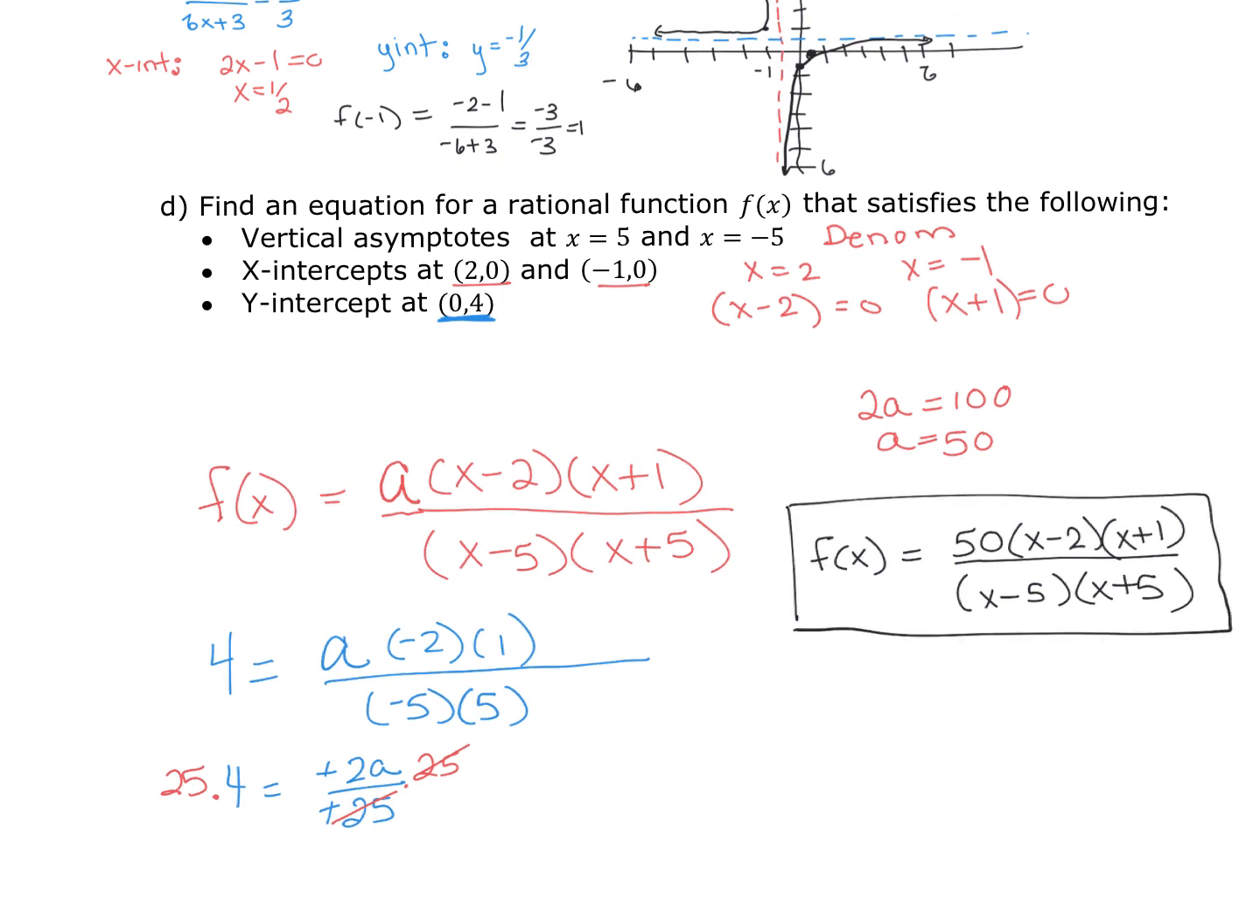That concludes this video on graphing rational functions. Part 3 of graphing rational functions will include oblique or slant asymptotes and holes.